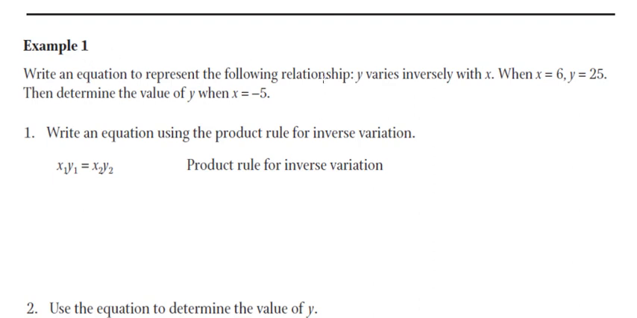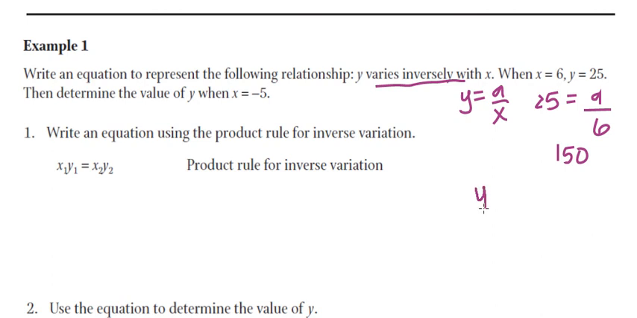So we technically already know that if it tells us that you've got something that varies inversely and it gives us an x value and a y value, we can write that equation. So we could write that y is equal to a over x. We could say that 25 is equal to a over 6. And we would just multiply both sides of the equation by 6 to get the value of 150. So our equation would be y is equal to 150 divided by x.